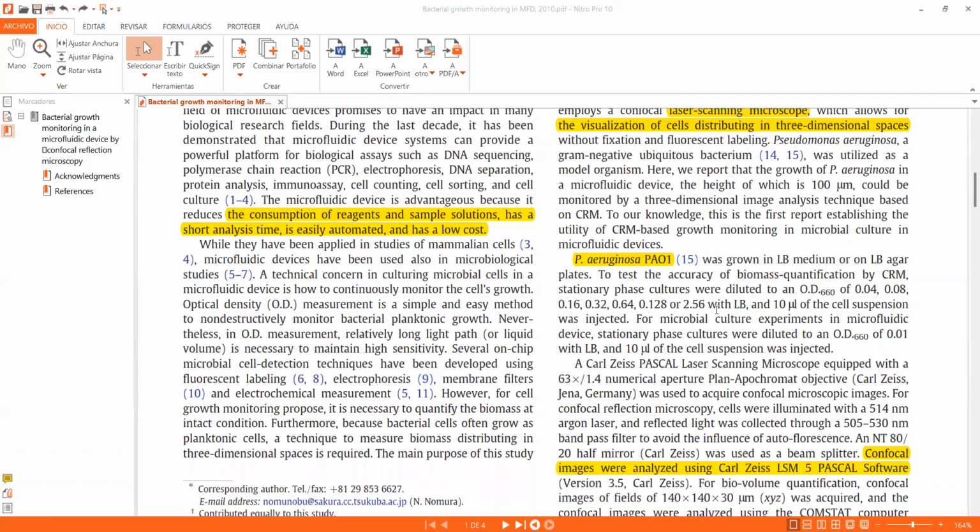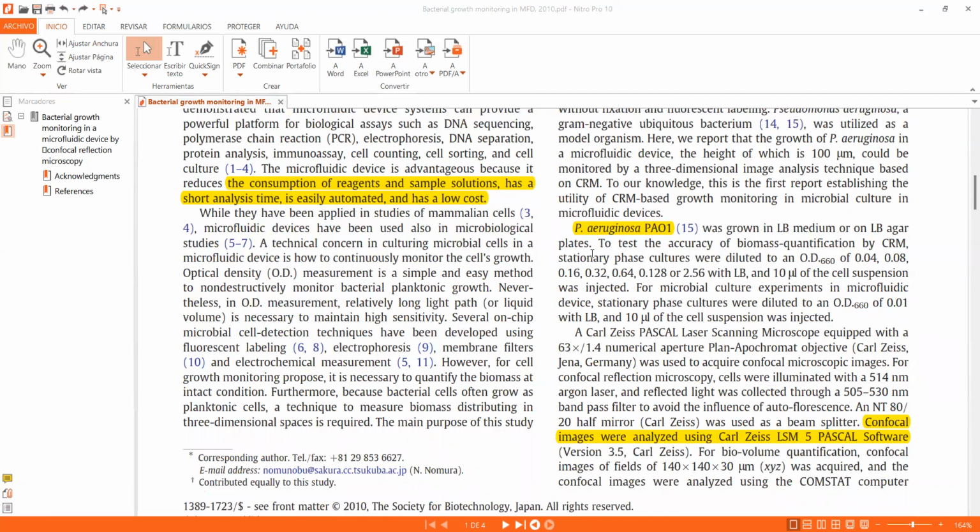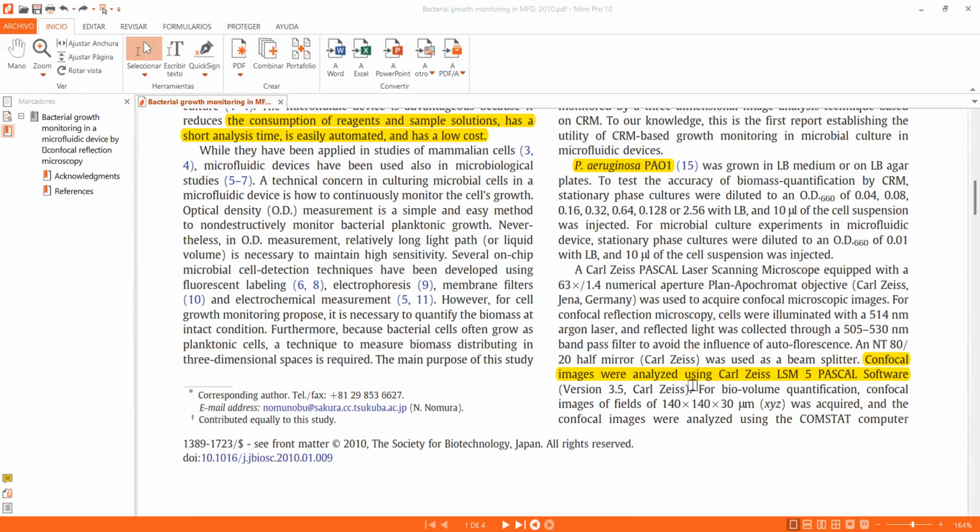In this study, they use the bacteria P. aeruginosa, which was grown in an LB medium. They tested the accuracy of biomass quantification by confocal image, and they used this software for analyzing the images.